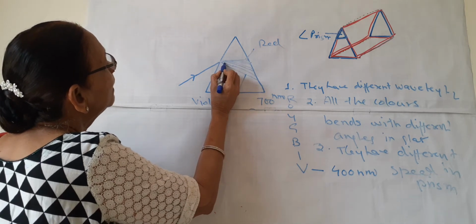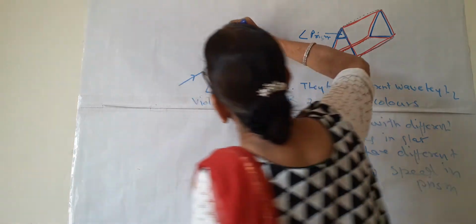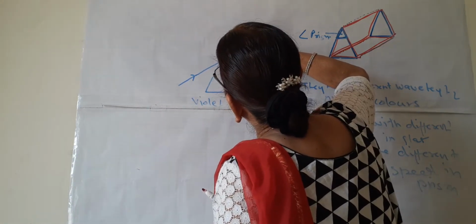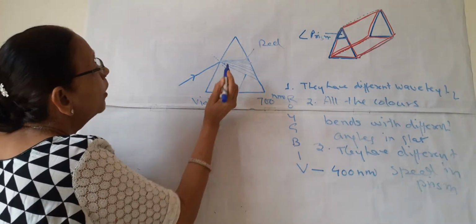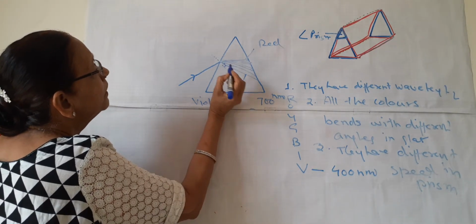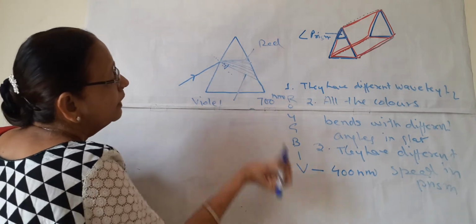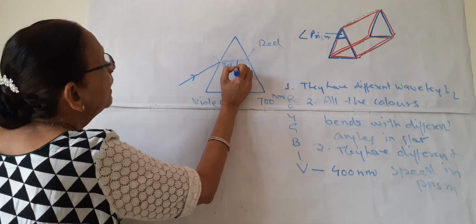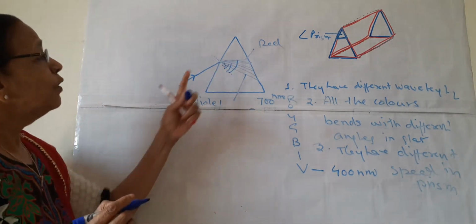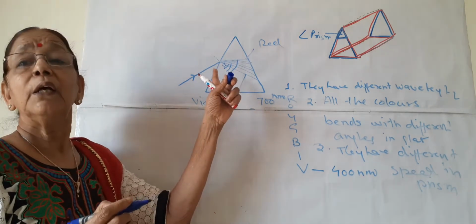So this angle, suppose again I draw a normal. The angle of violet is this much. The next, indigo, is this much. The next, blue, is this much. And red has the angle this much. So the colors bend by different angles with the normal.